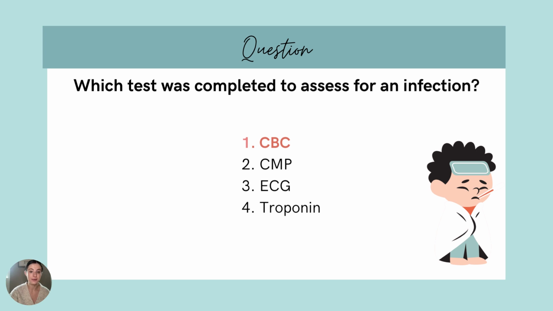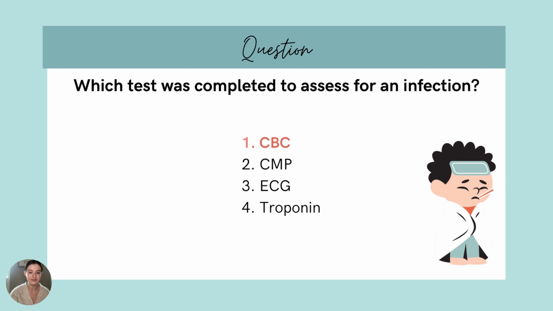With this lab, we are specifically looking at those WBCs, which stands for white blood cell count. In a client with an infection, we would expect to see an elevated white blood cell count, as the body is fighting off the bacteria, virus, or other foreign substance. Now, what is a CMP? This is a complete metabolic panel. This is looking at our liver and kidney function, as well as electrolytes, but not infection.